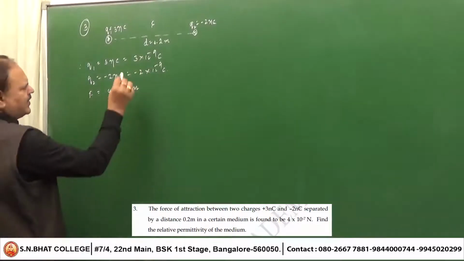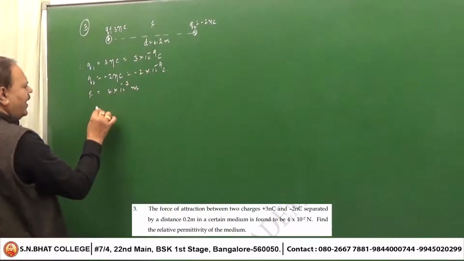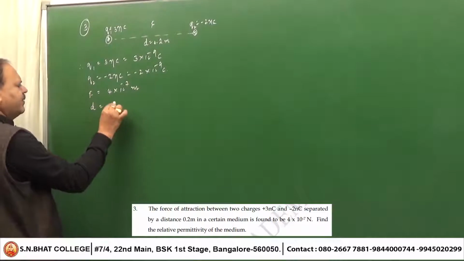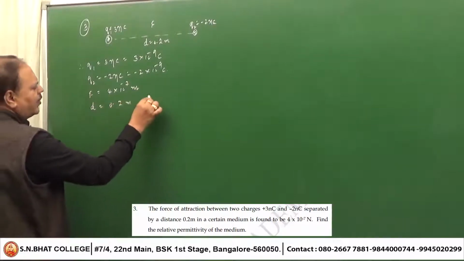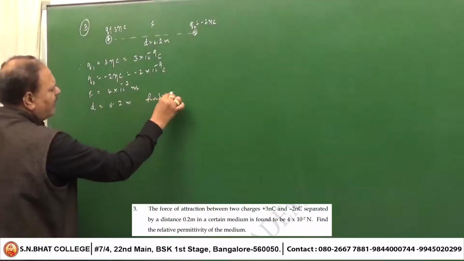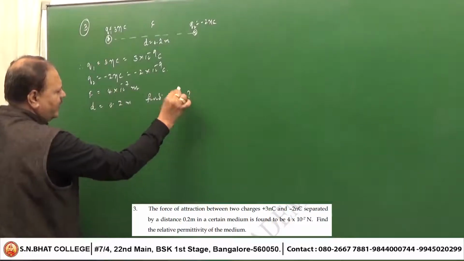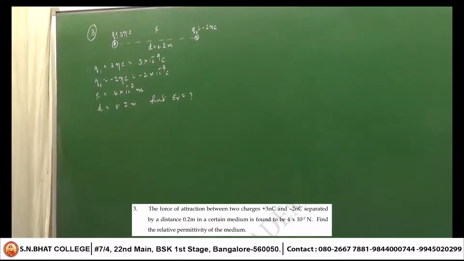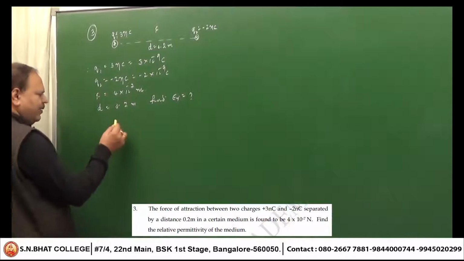And he has given the distance between them. And now your problem is, distance between them is 0.2, and you want to find the value of relative permittivity. That's the problem. So it is a direct problem, not a complicated problem.